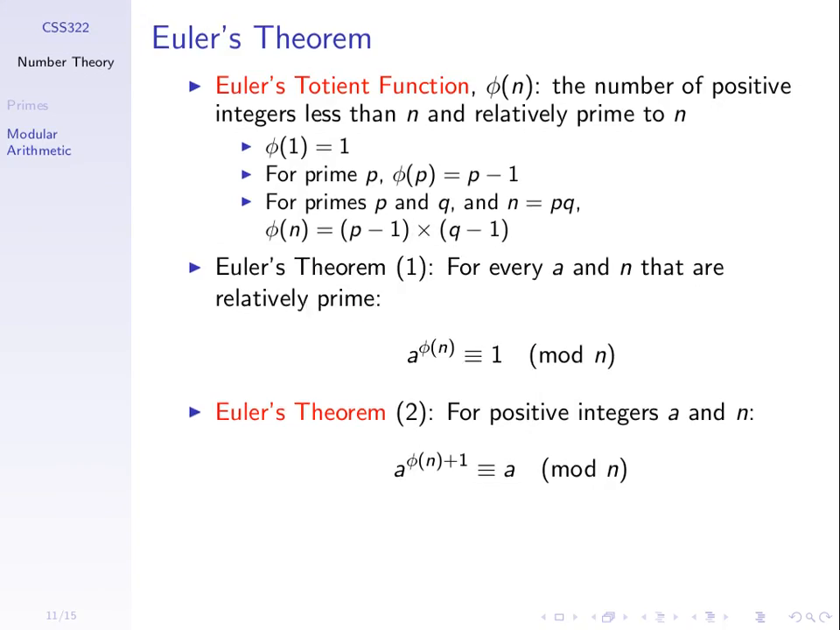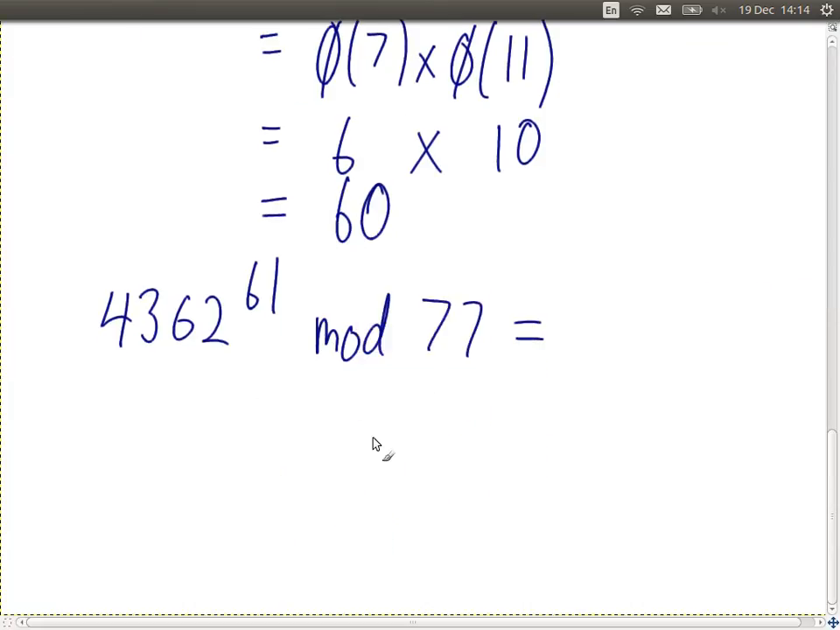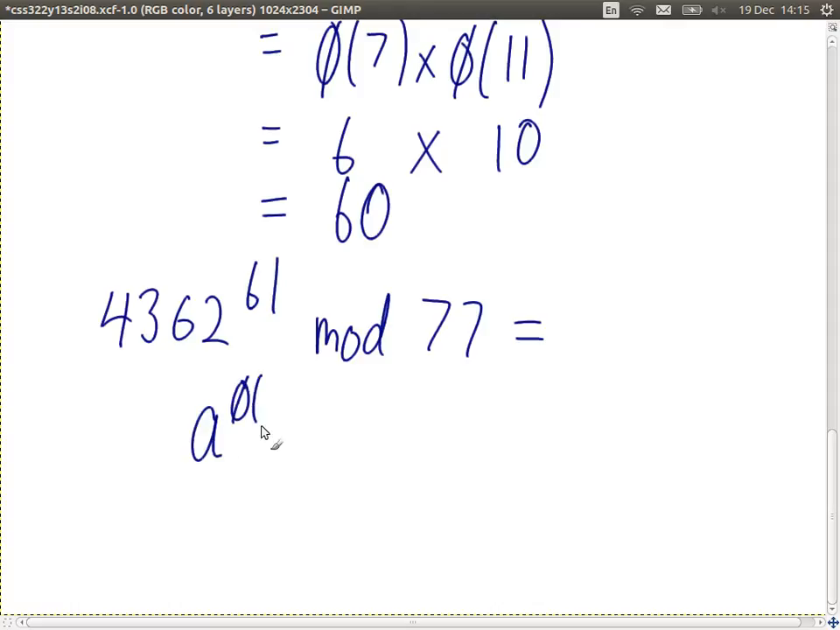Euler's theorem here says for two integers a and n, a to the power of the totient of n plus 1, mod n, equals a. Well, let's check. Does it match that format? So we'll write that. Euler's theorem tells us that if we have a to the totient of n plus 1, mod n, equals a.